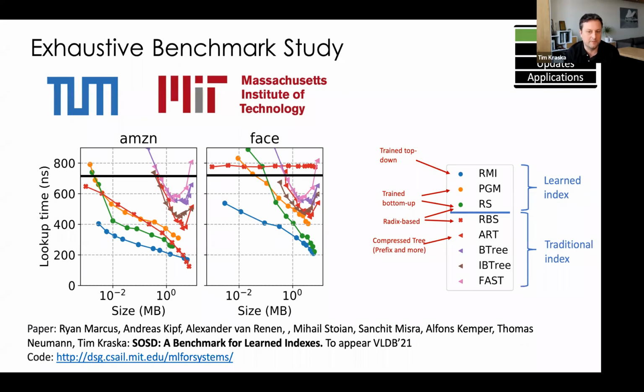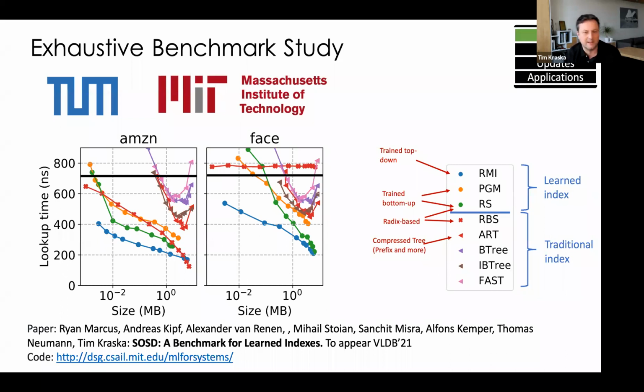against different other variants, different optimizations, and also get another party in so that there's no bias. So together with TU Munich, we did this exhaustive benchmark study, which is going to appear this year in VLDB. And it shows that across a wide range of use cases and data sets, the learned structures actually perform extremely well. As part of the study, we also included other learned index structures like PGM or RadixSpline, which have been developed in the meantime.